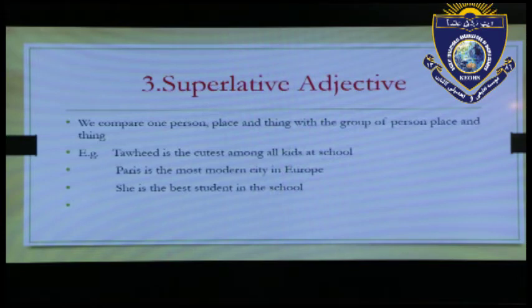Examples: Tawheed is the cutest among all the kids at the school.